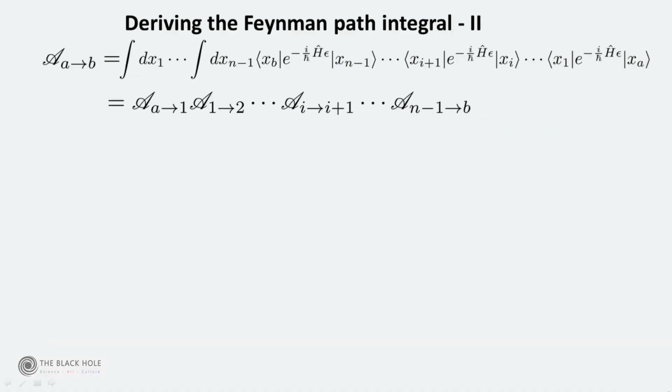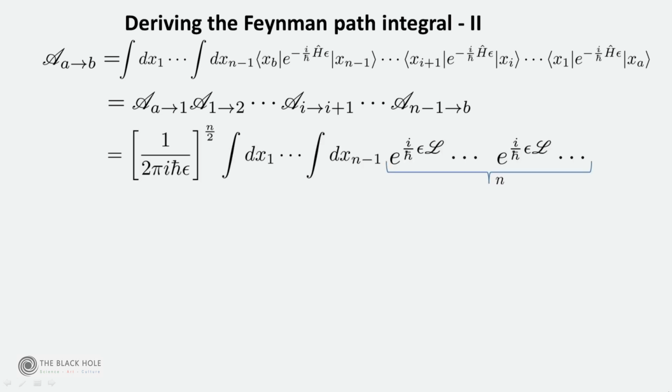Okay, so we are almost at the point where we have derived the Feynman path integral. It's just a product of amplitudes. Each one of those amplitudes, and there were n such amplitudes, got us a square root. So I have this 2 pi i h bar epsilon to the nth power, square root of the nth power, n over 2. And now it's just a product of these.